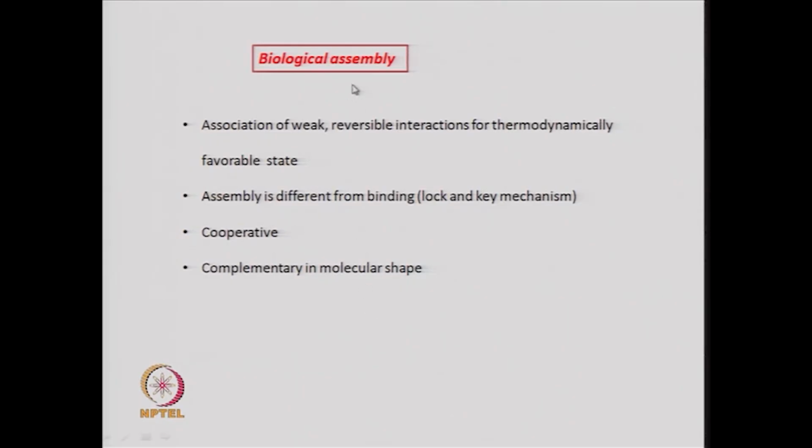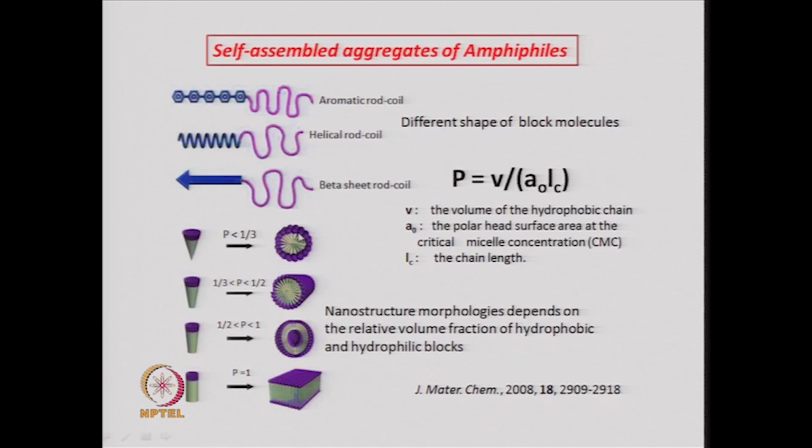This particular self assembly, biological self assembly, is different from binding. Biological assembly is mostly cooperative, and so if you trigger at one place, the effect can be felt over a large space. Normally the self assembly is complementary in biological systems with respect to molecular shape. So, these are some of the important points one has to be aware of when discussing biological self assembly.